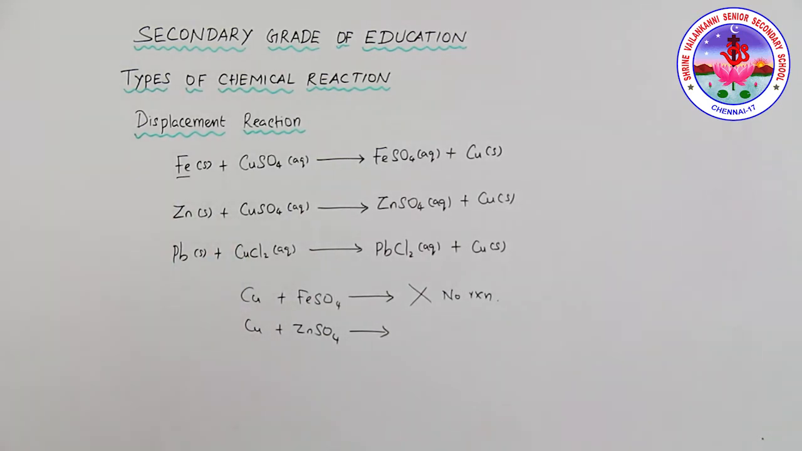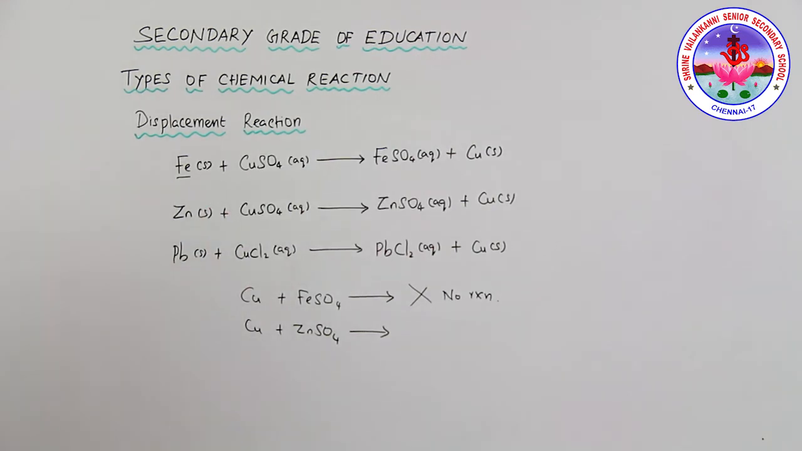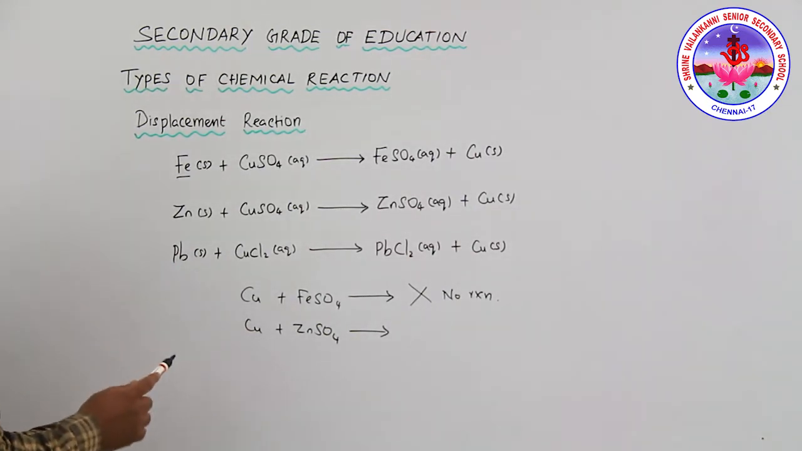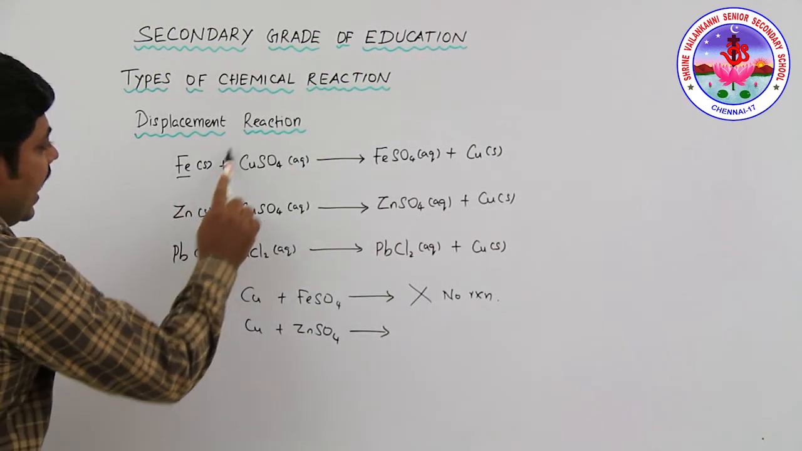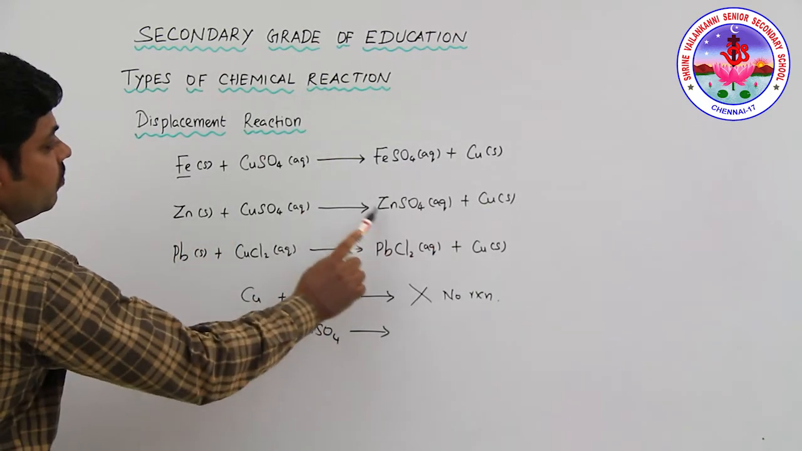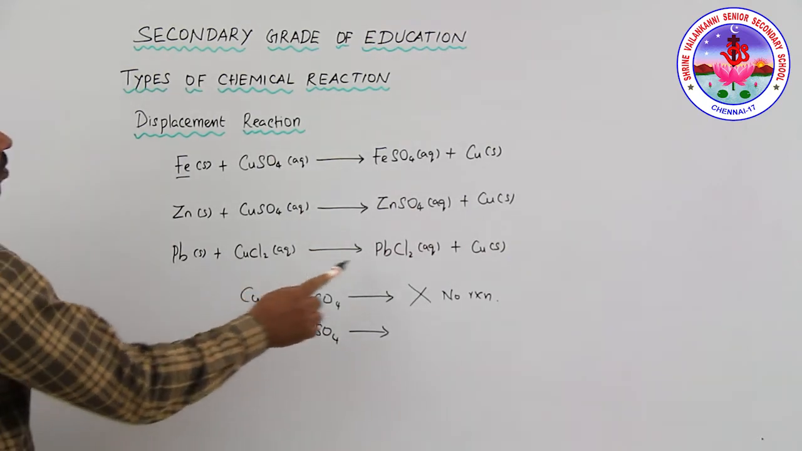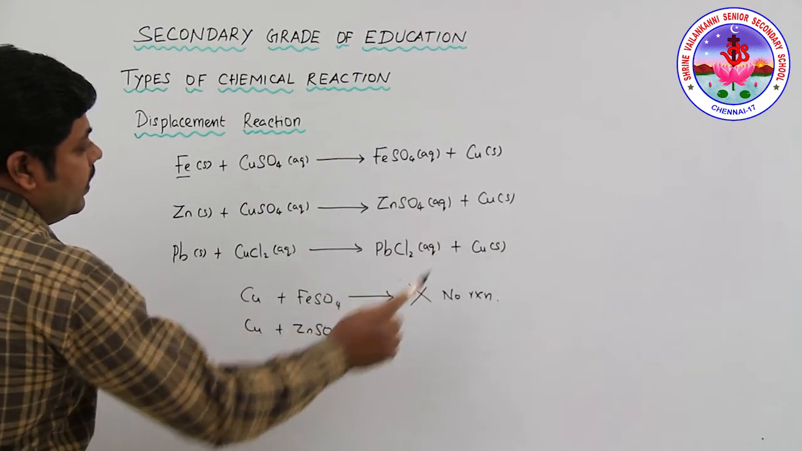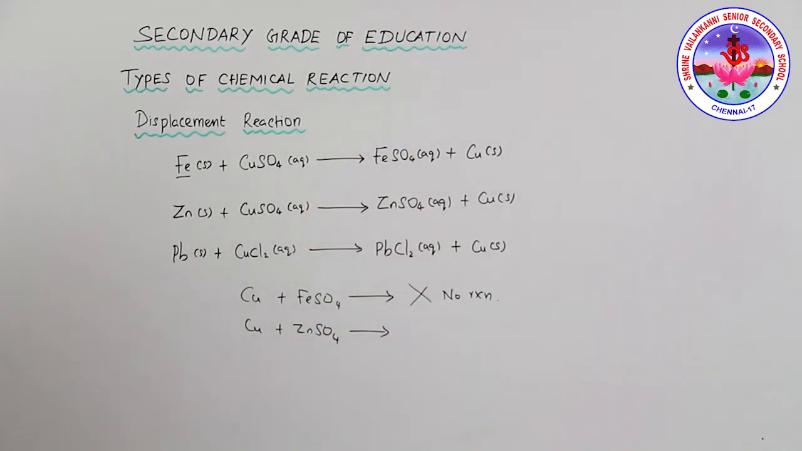We are going to discuss this in the metals and non-metals chapter, where there is the metal reactivity series, with the highly reactive, moderately reactive, and least reactive metals. Now that is why here iron reacts with copper sulfate to form ferrous sulfate, zinc reacts with copper sulfate to form zinc sulfate, and lead reacts with copper chloride to form lead chloride and copper. These reactions are called displacement reactions.